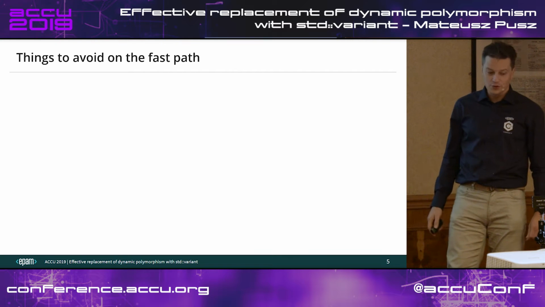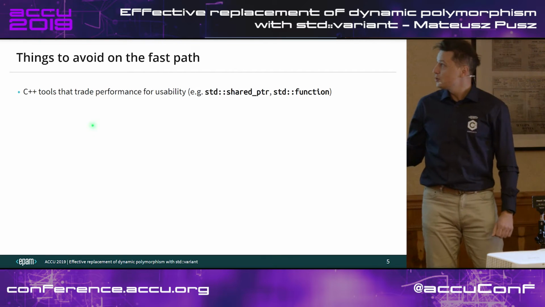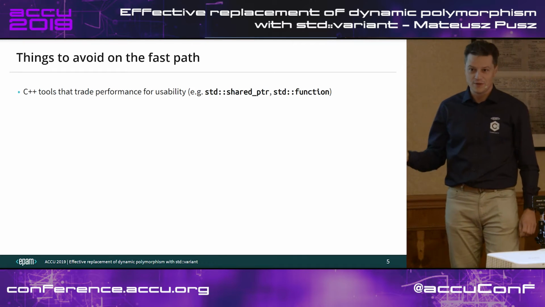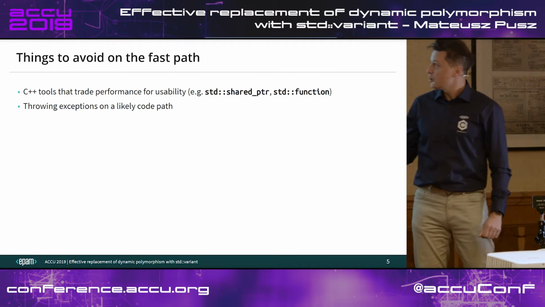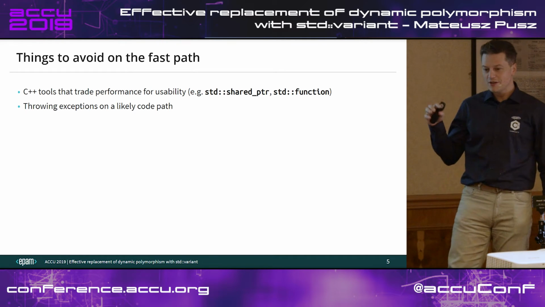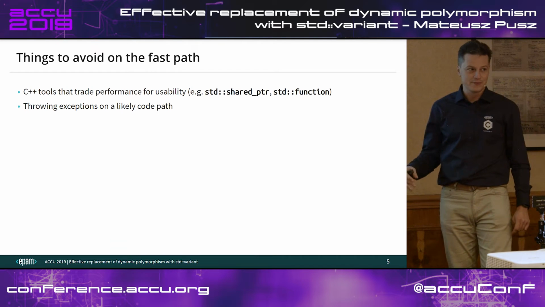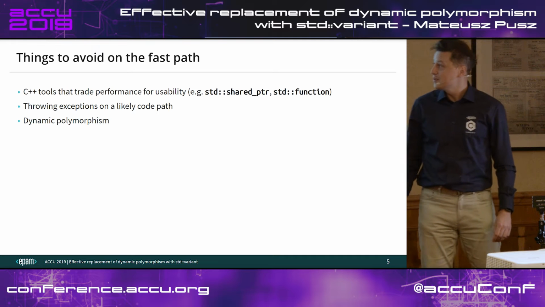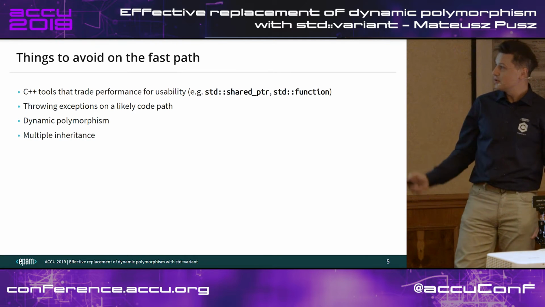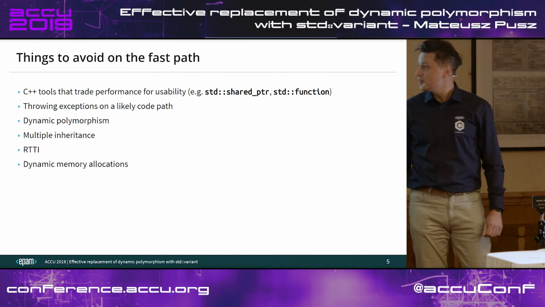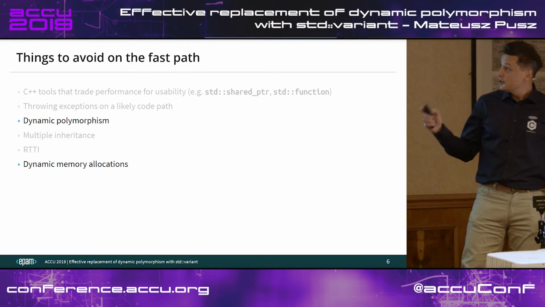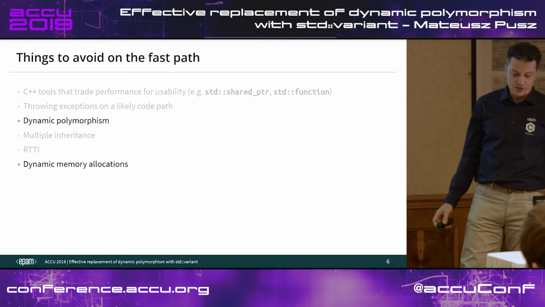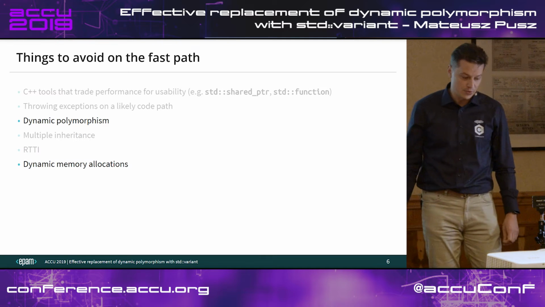So what are the things to avoid on the fast path? You shouldn't use tools that trade performance for usability, like shared pointer, std function, and similar stuff. You shouldn't throw exceptions on the likely path. Exceptions are really, really fast as long as they are not used on the fast path. Dynamic polymorphism is really slow. Multiple inheritance, RTTI, dynamic memory allocations. Today we'll be talking mostly about those two, dynamic polymorphism and dynamic memory allocations. This is what we will be trying to limit with our solution.